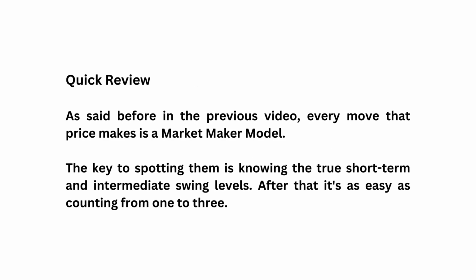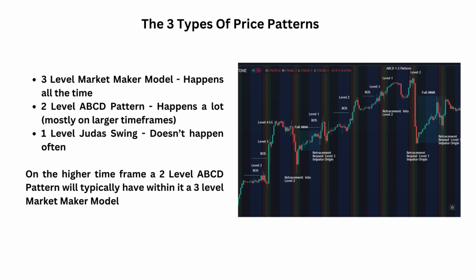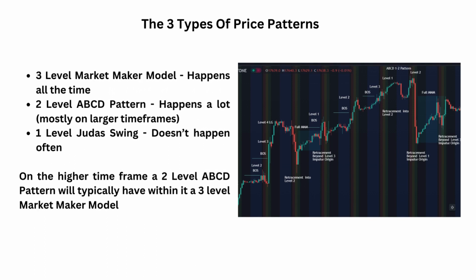Quick review. As said before in the previous video, every move that price makes is a market maker model. The key to spotting them is knowing the true short-term and intermediate swing levels. After that, it's as easy as counting from 1 to 3. Here are the 3 types of price patterns, as outlined in the previous video: the 3-level market maker model, the 2-level ABCD pattern, and the 1-level Judas swing. Now on to the 3 strategies.